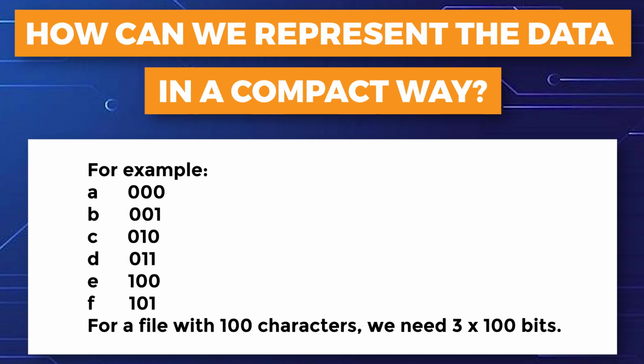So for a file, suppose we want to send 100 characters. What will be the required length? That is 3 into 100 bits. That's why 300 bits are required to transmit the file from one place to another place. Because the length of the bits per character is already fixed. That's why we require 3 into 100 bits.